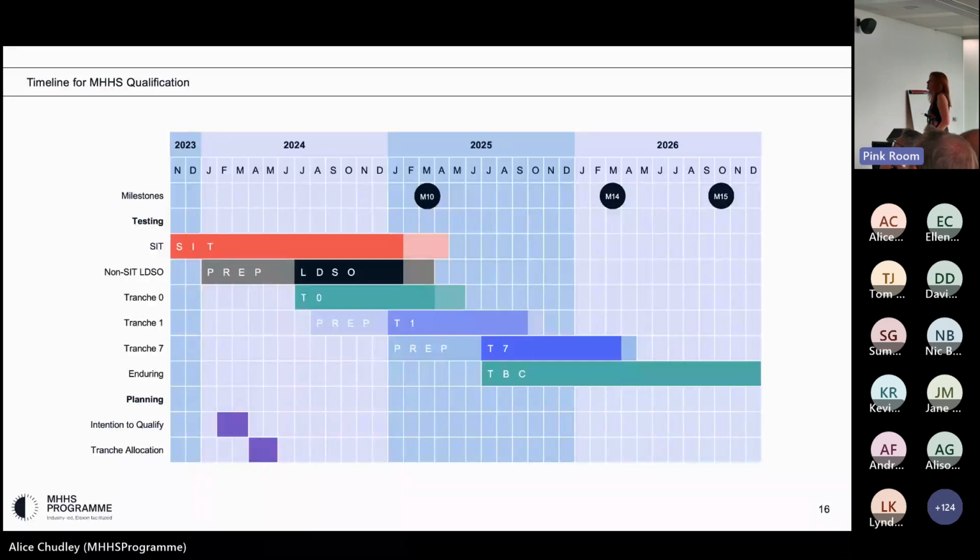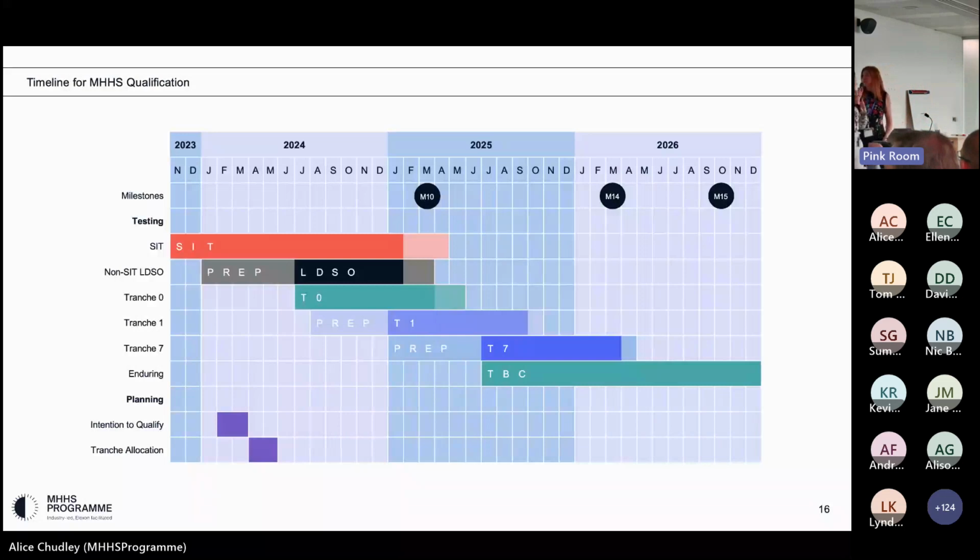And then another thing to note is towards February and March next year, that's the window we're offering for all participants who are wanting to be a part of the MHHS program qualification to declare their intention to qualify to the code manager. And which tranche you get allocated will be determined by the code bodies over April and May next year. And details of this can also be found in the qualification approach and plan document that I think Anna's going to talk to you about next.